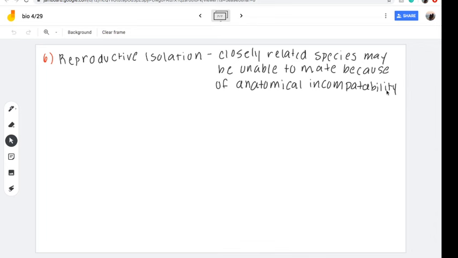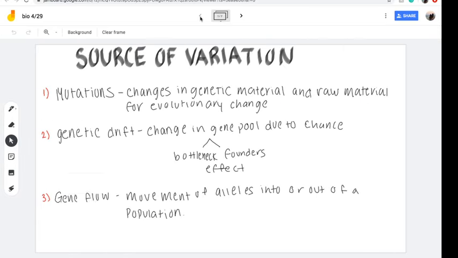So that is where I'm going to end it. Let's look over what we have learned today. First, we talked about sources of variation. We have three, which are mutations, genetic drift, and gene flow. Mutations are changes in genetic material and raw material for evolutionary change. And then we talked about genetic drift, which is a change in the gene pool due to chance. And we looked at two examples, bottleneck and founder's effect.